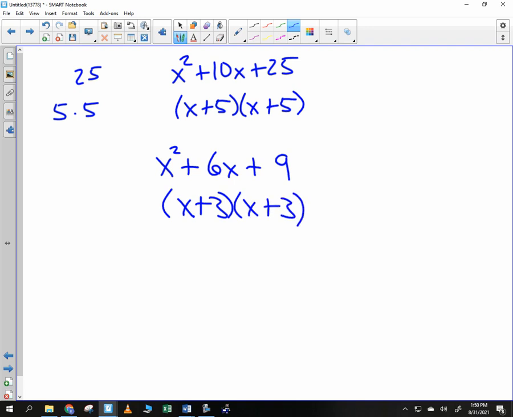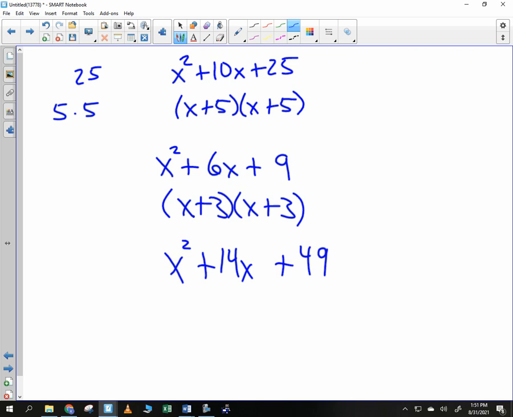What do you notice about the number in the middle? It's double the other two, right? So, for example, if I had x squared and I had 49, can somebody tell me what would go in the middle here? 14. It's the square root of that doubled.